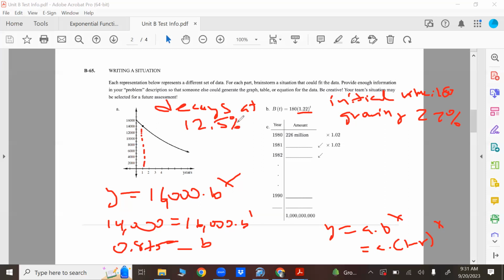If you were to think of a scenario like a car, if you buy a car for 16,000, usually every year it drops about 12.5%. So you could say that.